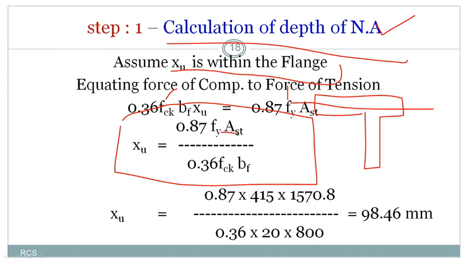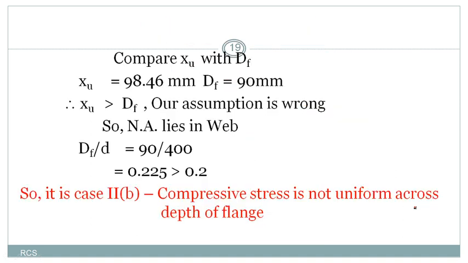In the problem, Fy given is 415, AST we have calculated is 1570.8, FCK is 20, and BF is 800. For that we get XU equal to 98.46 mm. Now we have to check whether our assumption is right or wrong. Compare our XU value with DF. Now XU is 98.46, DF is just 90. So our XU is greater than DF.